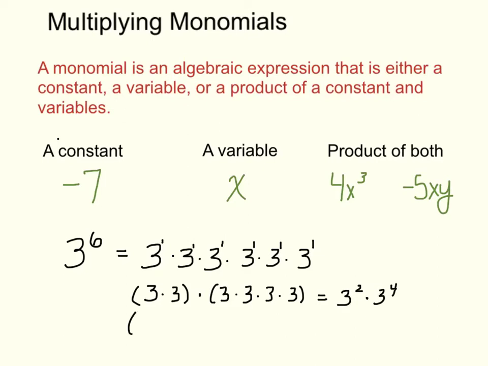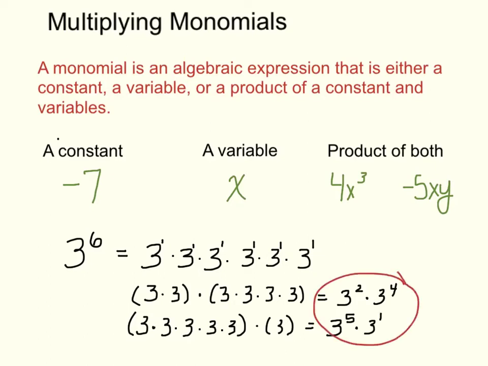You could also write this as 3 times 3 times 3 times 3 times 3. Group the first 5 together, and then just the last one. That would give me 3 to the 5th times 3. All of these are equivalent. But how do you get these into a power of 6? You add the exponents. 2 plus 4 is 6, 5 plus 1 is 6. So that is your key idea today, your rule.